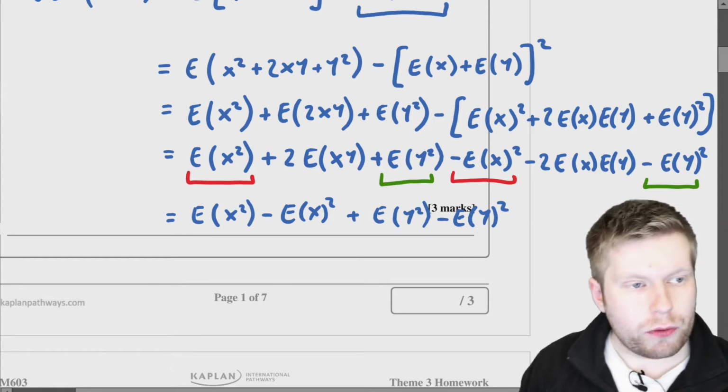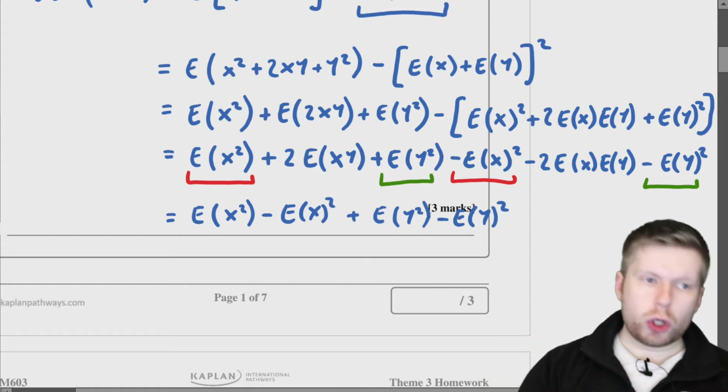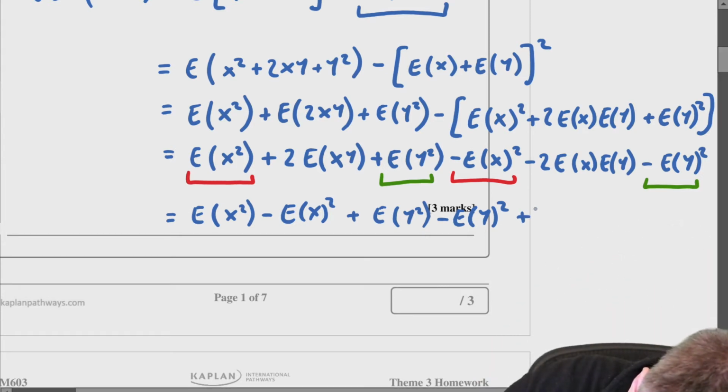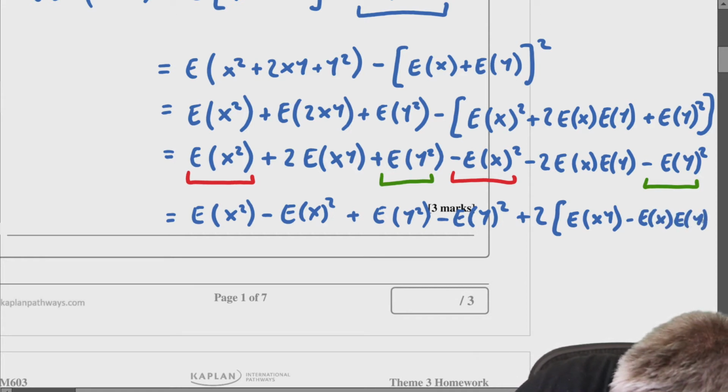And then whatever's left over. In this case, I've got 2 times the expectation of x times y minus 2 times the expectation of x times the expectation of y. So I'm going to pair that together just by factoring a 2 out. So I have the expectation of xy minus the expectation of x times the expectation of y.